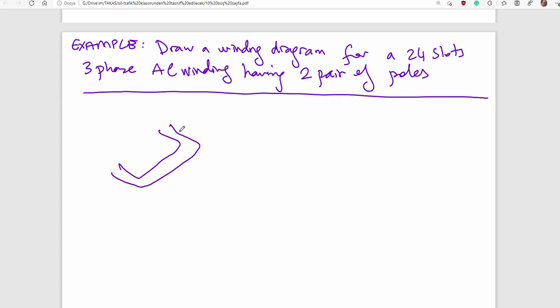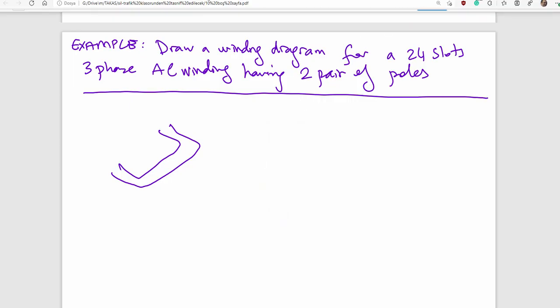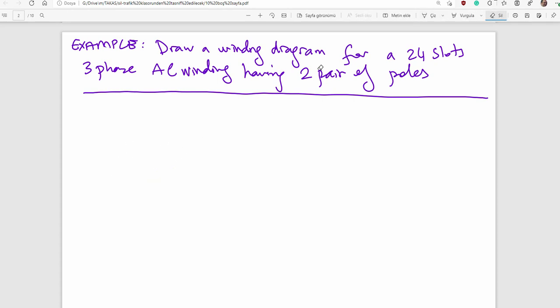Take care. 1, 2 and 2 prime, 1 prime. A, B, B prime, A prime. That is concentric, eş eksenli. Okay, let's calculate the winding first. What we understand.